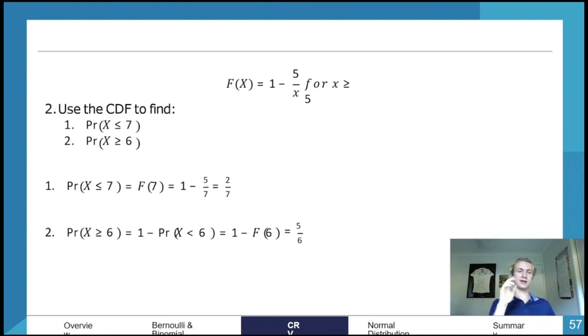So the probability that x is greater or equal to 6 is equal to 1 minus the probability of x being less than 6. Or, i.e., now we can use our cheeky little cumulative density function. That is 1 minus f of 6. Sub in x equals 6, and what do we get? Well, we're going to have 1 minus 1/6, which equals 5/6.